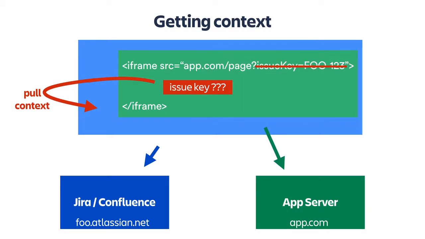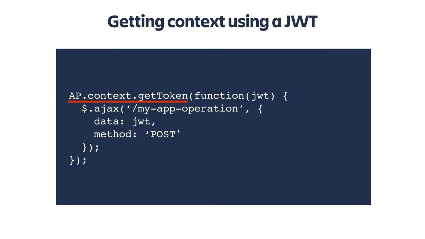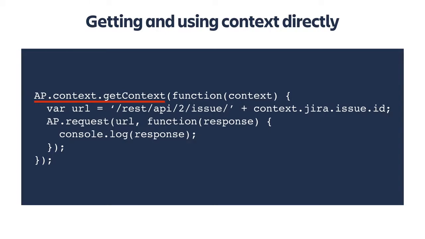Instead of the context being pushed to apps using query parameters, new APIs have been created allowing apps to pull context from the product. The first method to get context involves retrieving a JWT, or a JSON Web Token. JWTs retrieved using this API will contain a context object in a JWT claim called context. You'll need to decode the JWT on your app server using your app's shared secret in order to access the context. The second method to get context results in it being directly accessible to your app's JavaScript. In this example, an issue ID in the context is being used to make a REST call.